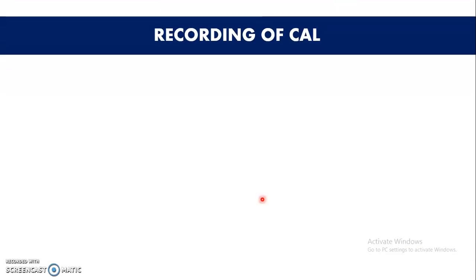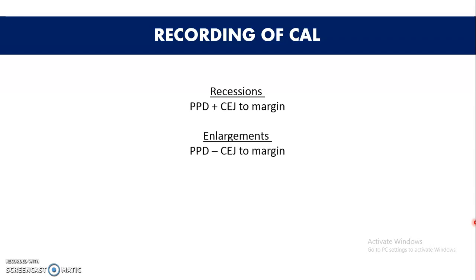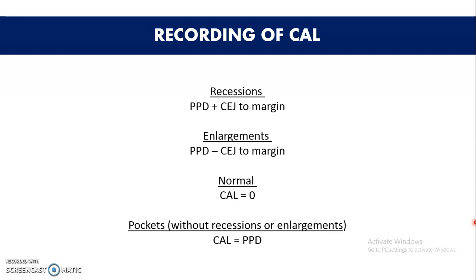To summarize the recording of CAL, in case of recession, CAL is equal to PPD plus the distance from CEJ to margin. In case of gingival enlargement, CAL is equal to PPD minus the distance from CEJ to margin. When the gingiva is normal or healthy, where the attachment is at CEJ and margins are 1 mm coronal to CEJ, CAL is equal to 0. And finally, when there is pocket and no recession is evident, CAL is equal to PPD.